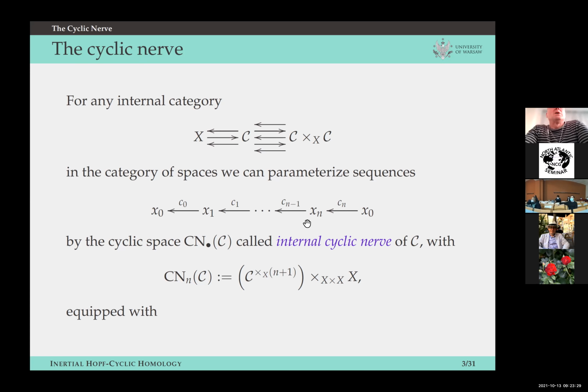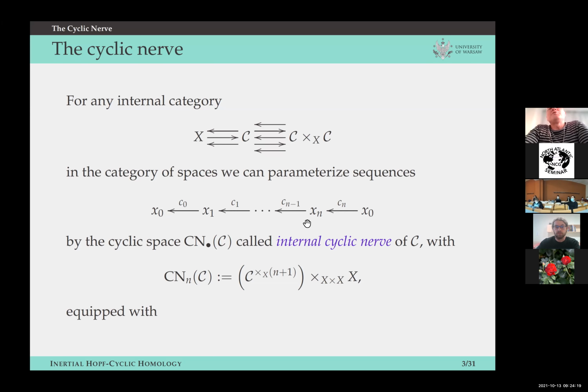Of geometric meaning. And then, having this datum, we can parameterize sequences like here. You see objects x0, x1, and so on, and you have arrows c0, c1, up to cn, and they are in a sense in a cycle, because the last object is x0, the first one. Sorry, are these categories supposed to be small or not? It's not very important, provided you can have these fibered products. So this is rather about objects than homs in this category.